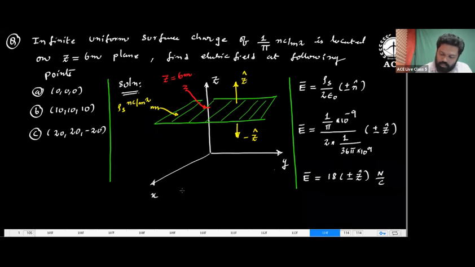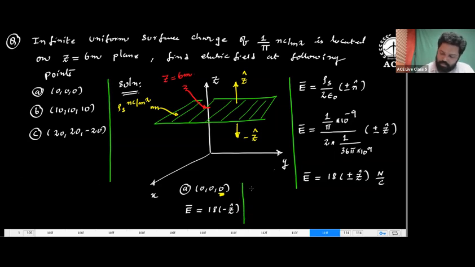At what point is it asking, beta? Let me complete here itself. At 0, 0, 0. What happens at 0, 0, 0? Come on, speak out. This point, is it below the sheet or above the sheet? 0, 0, 0 is below the sheet. This point is somewhere here. Below the sheet. If it is below the sheet, what is the electric field direction? Minus Z direction. So the electric field E is equal to 18 minus Z cap.